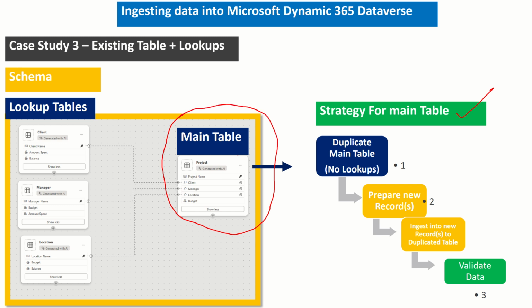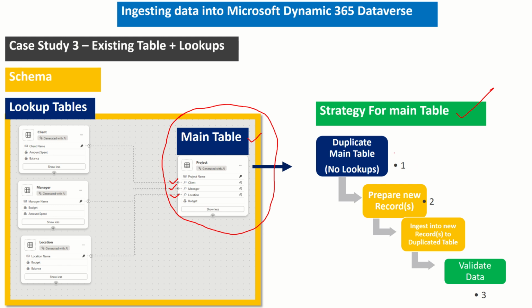In this main table, because it has 1, 2, 3, could be 4, it could be thousands of lookups, it is difficult for you to ingest data records directly into it without considering the GUID field. Because that is a problem, all we need to do is eliminate that problem. How do we do that? In our application, all we need to do is duplicate this main table.